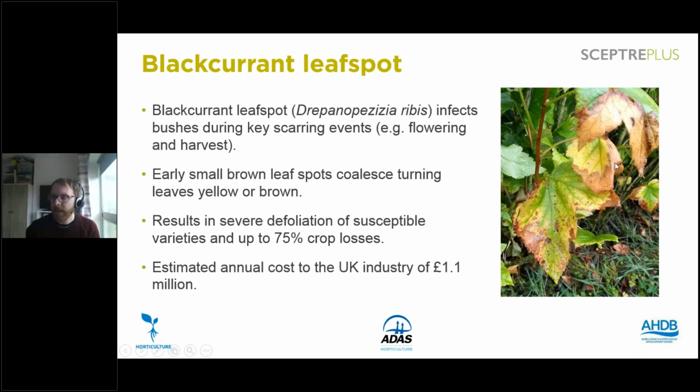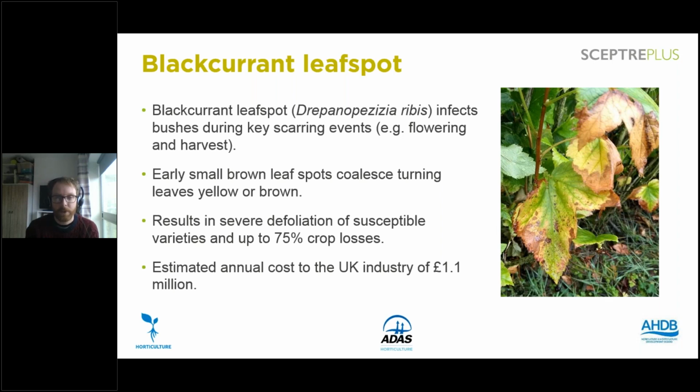The disease infects bushes early in the season and causes small brown spots to develop, and you can see some that are slightly larger on the image there. And these spots over time coalesce, and ultimately they turn the leaves yellow or brown, and this can lead to reduced photosynthetic area initially, but also premature leaf drop. And obviously that's going to significantly affect the ability of the plant to produce fruit.